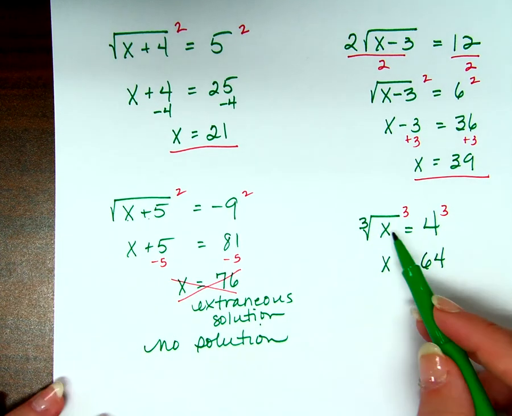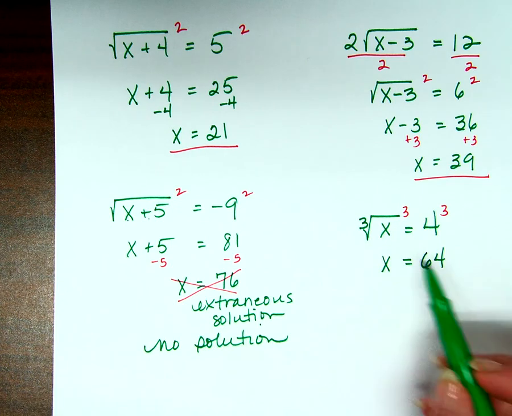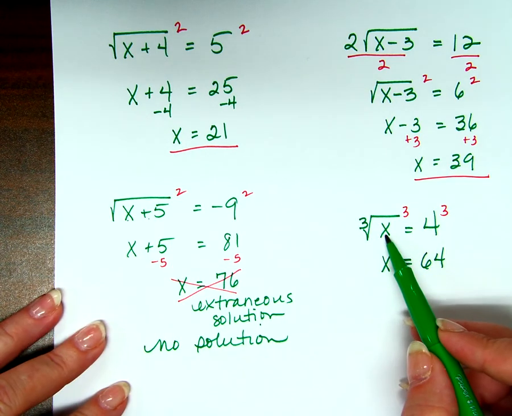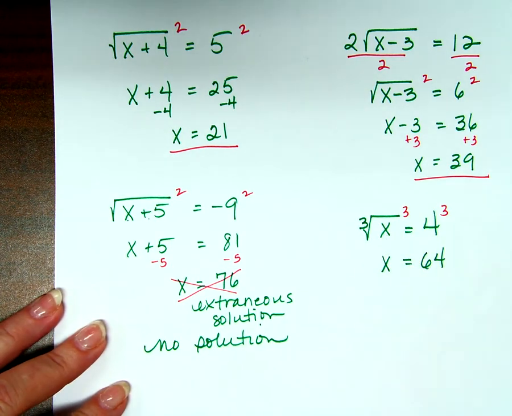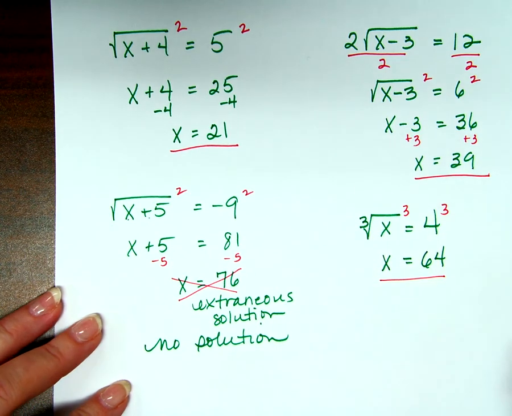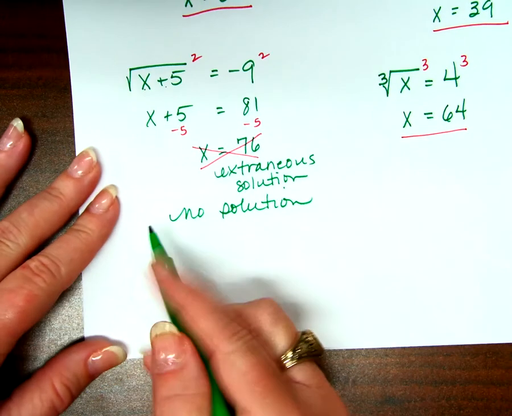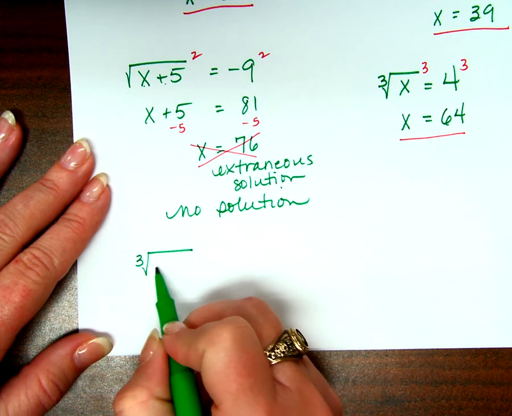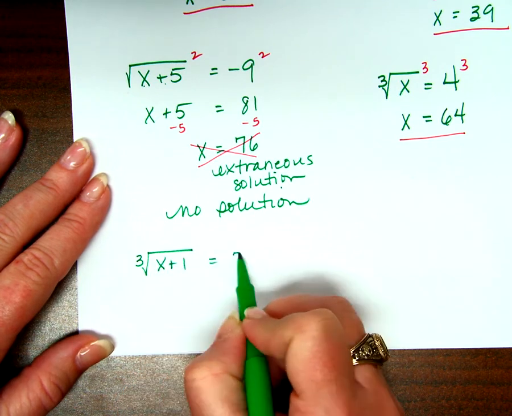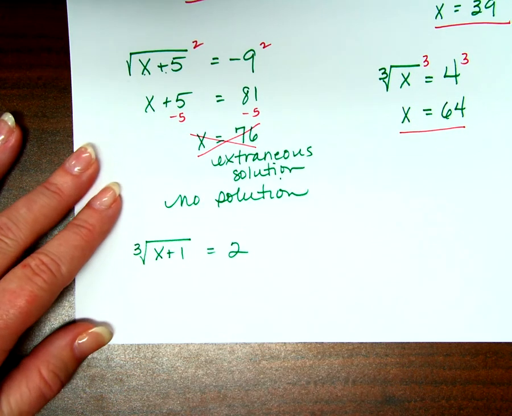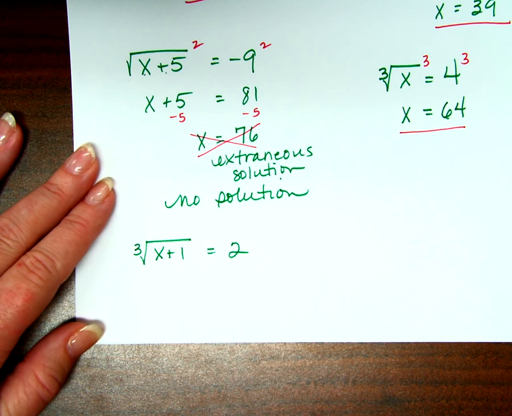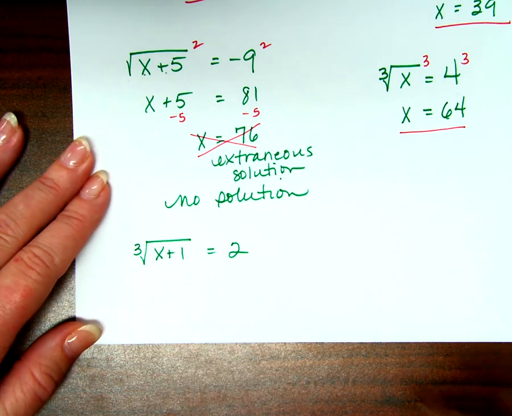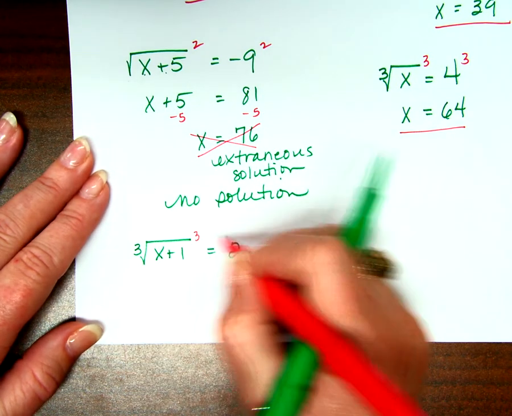Should we check it even though it's this easy of a problem? Okay, cube root of 64. Does 4 equal 4? Okay, then we're fine. Yeah? Okay. I think I can fit one more down here. Cube root of x plus 1 equals 2. How do I undo a cube root? Cube it.